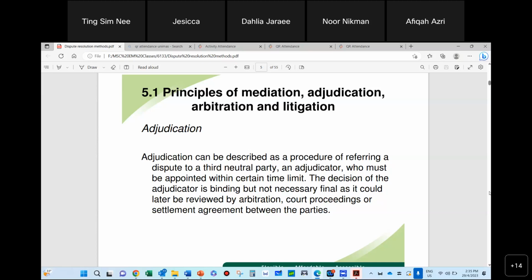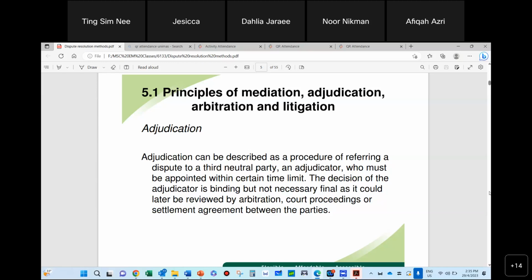So adjudicators are properly trained to do the adjudication processes, but they have more technical background. They themselves would probably be professionals in the same field as the issues we're talking about. For example, they will probably be engineers or architects themselves. Then it will be more helpful because they can look at the issues. There is a time limit to adjudication. It's a set period of time that you need to solve the issues.